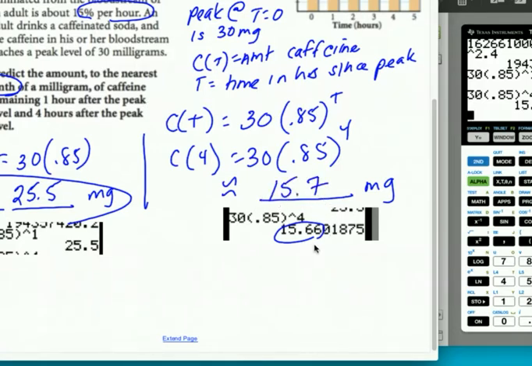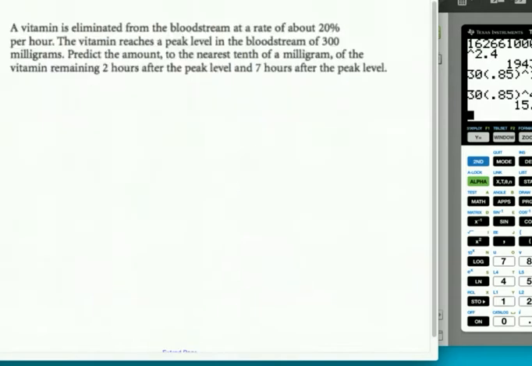I personally don't care if you round or truncate. I'm a fan of doing either, right? So there we have it. All right, moving on. A vitamin is eliminated from the bloodstream at a rate of about 20% per hour.